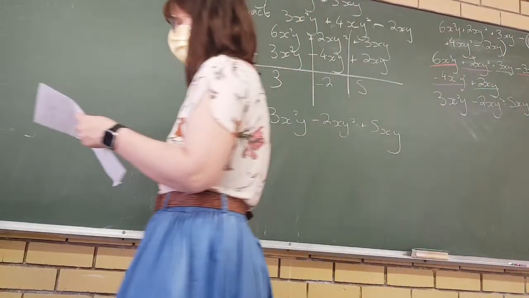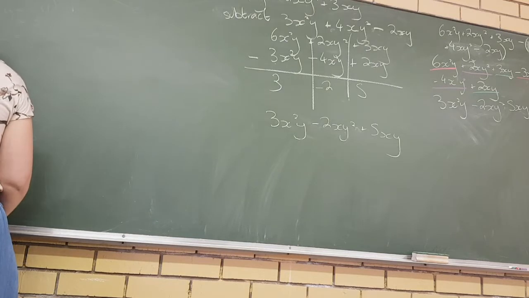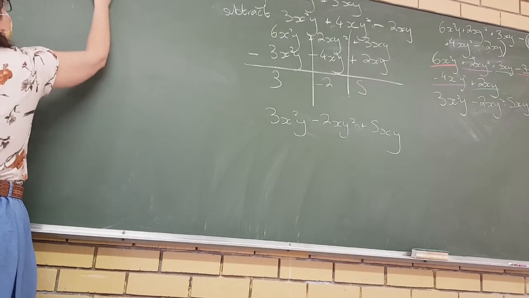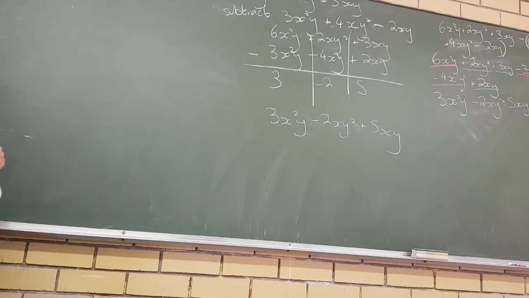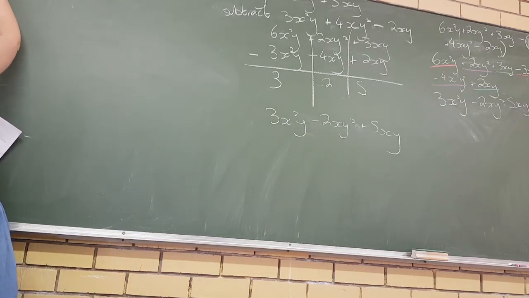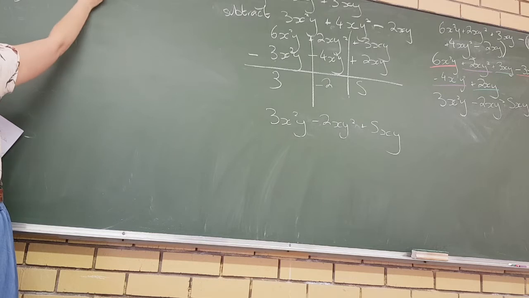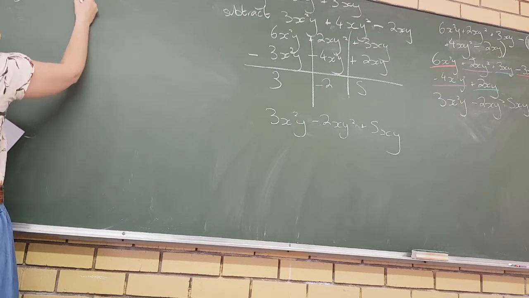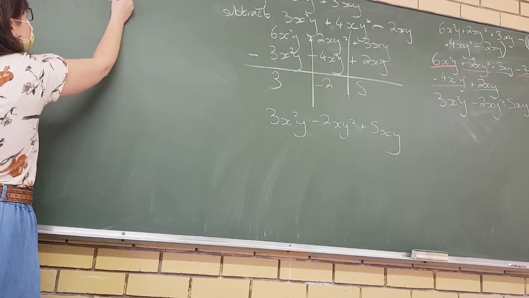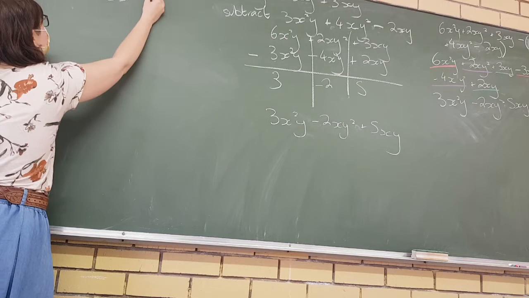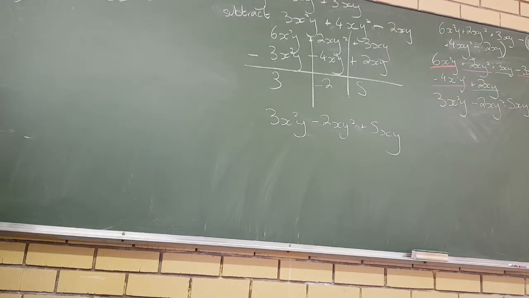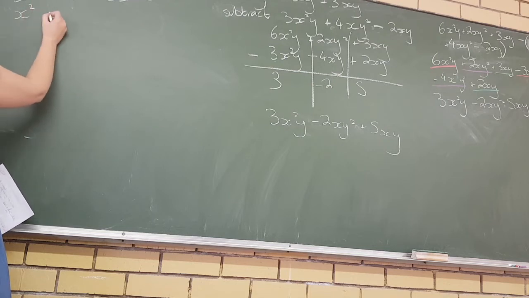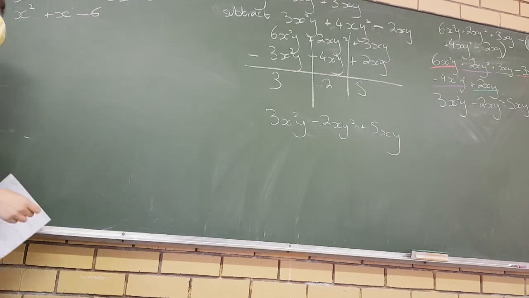So the next thing we're going to do is FOIL. So I've got x plus 3, x minus 2. What do I do with this? If it says simplify. Alright, so I do my first, outside, inside, last. First gives me x squared. Outside gives me minus 2x. Inside gives me plus 3x. Last gives me minus 6. Alright. Now I say x squared plus x minus 6. You guys happy with FOIL? Alright.